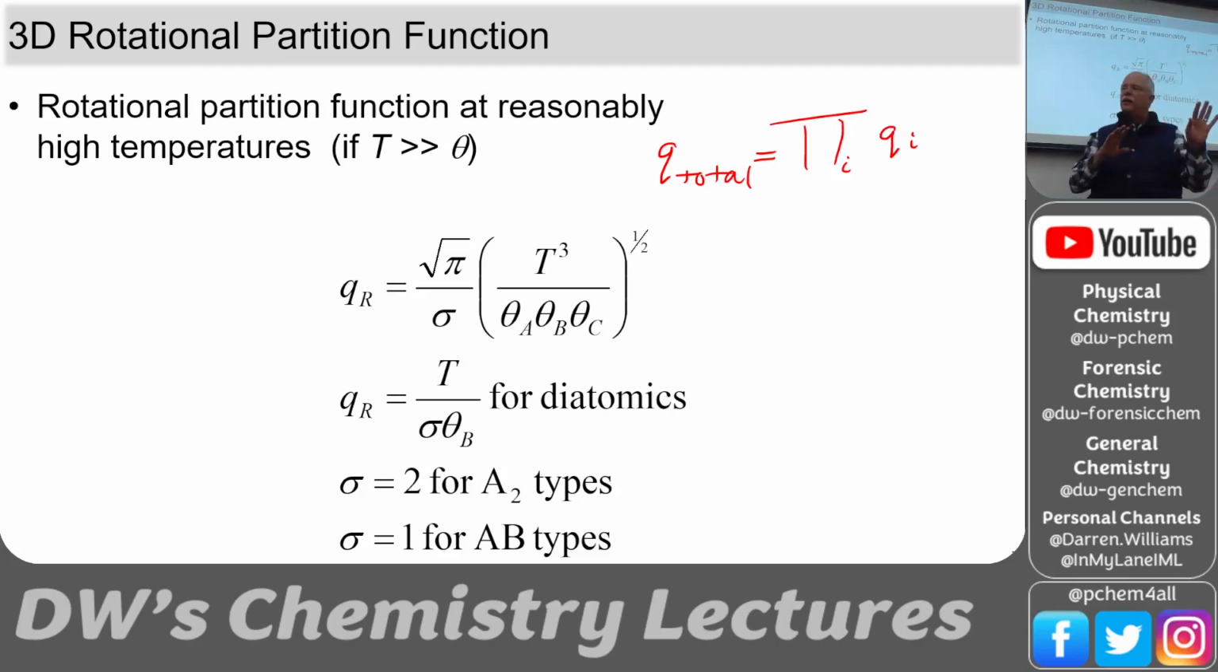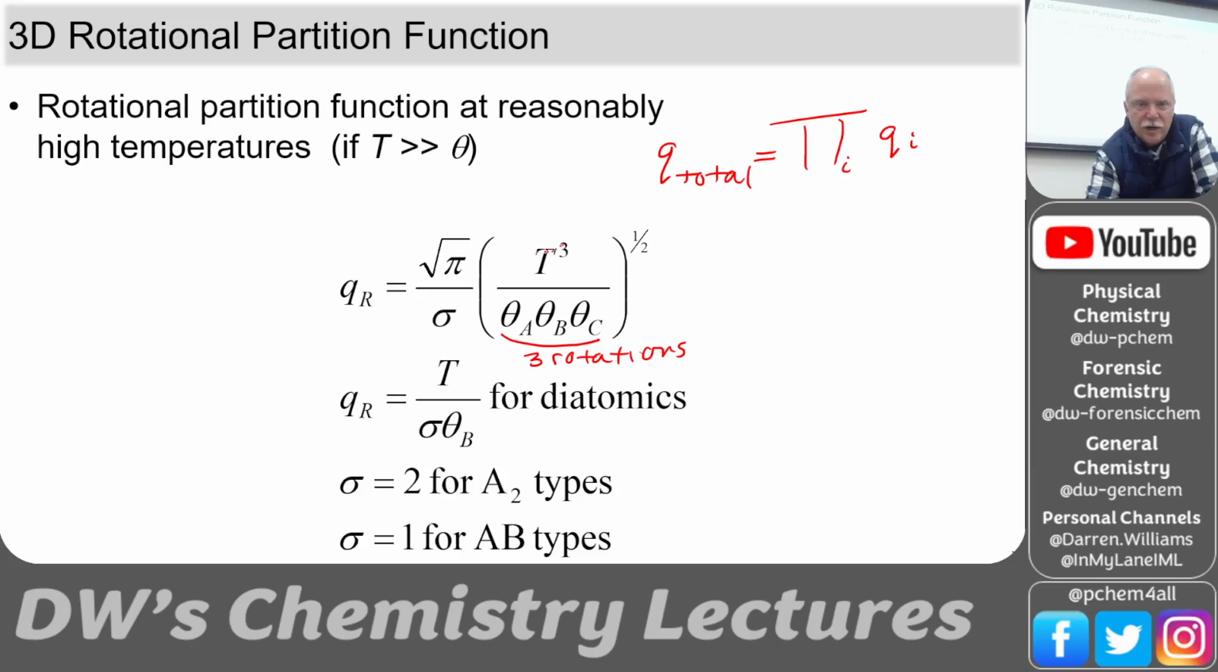And so if we have 3 rotations, then it's going to be the rotational temperature for each of those. So these are our 3 rotations. And this is our temperature times 3, right? Because the partition function is T over theta A for rotation A, and T over theta B for rotation B, and T over theta C for rotation C. Okay. And so this is for a nonlinear molecule.